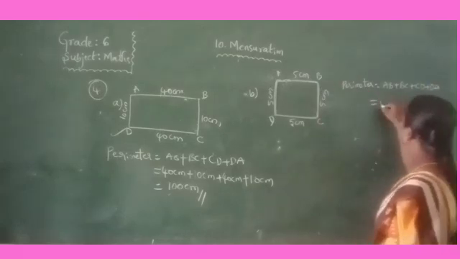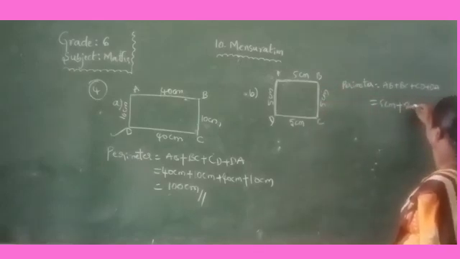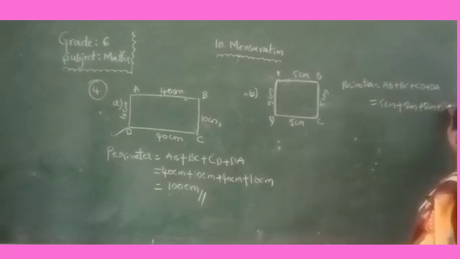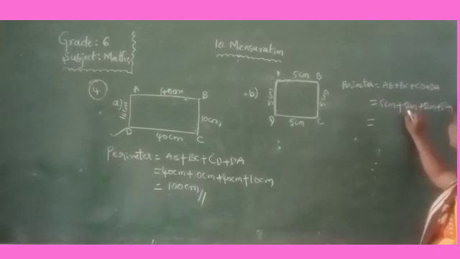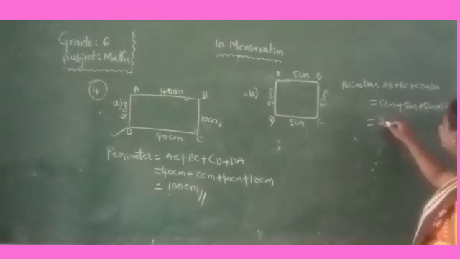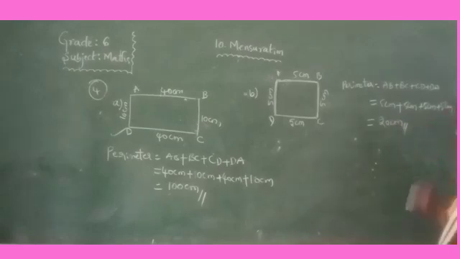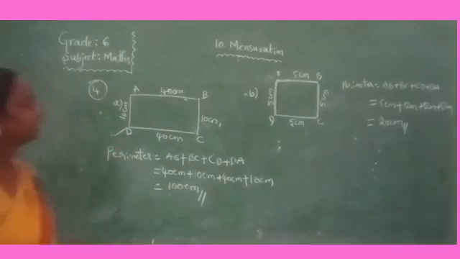AB length is 5 centimeters. BC length is 5 centimeters. CD length 5 centimeters. DA 5 centimeters. Now add all the lengths. 5 plus 5, 10. Plus 5, 15. 15 plus 5, 20. This is the perimeter of a square, that is 20 centimeters.